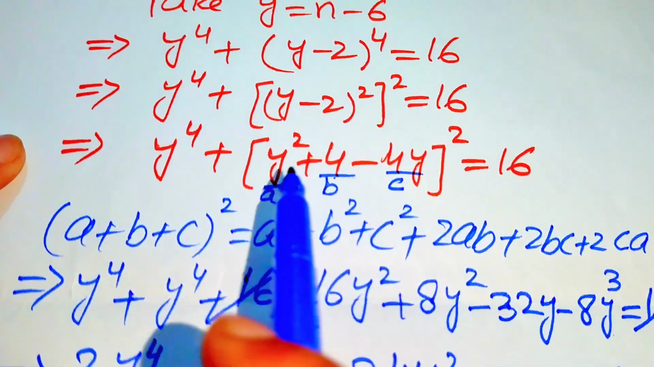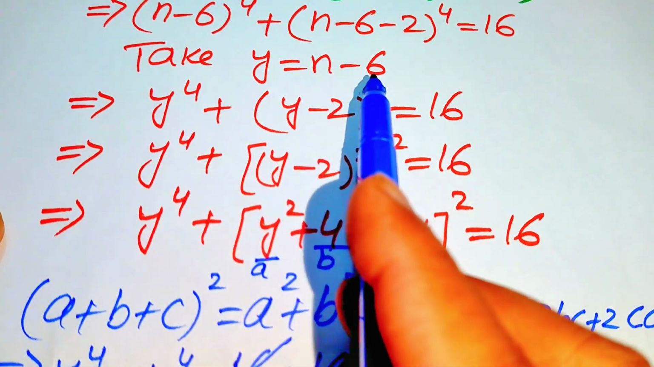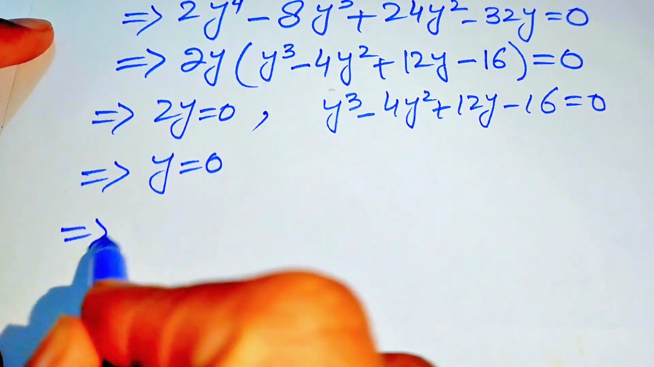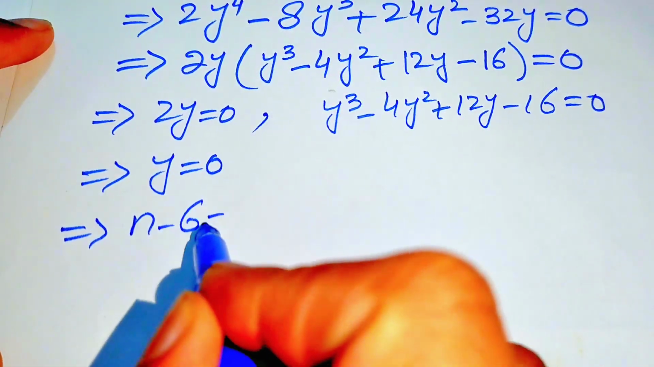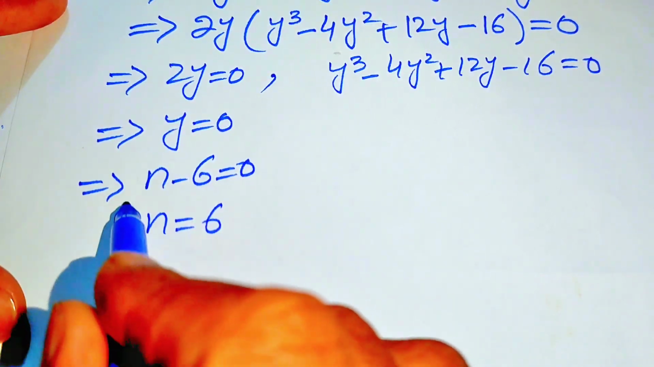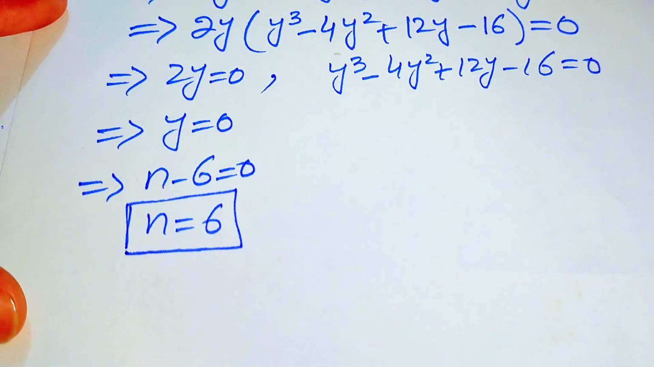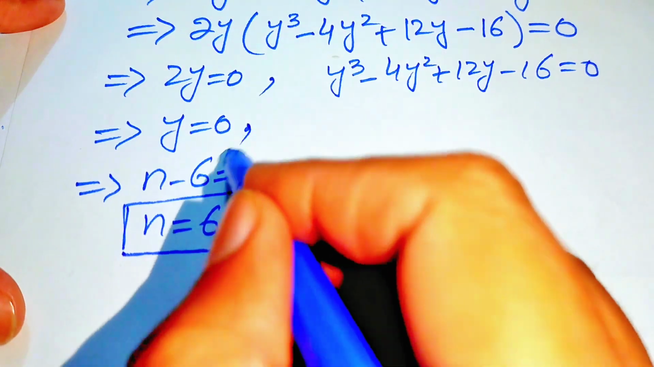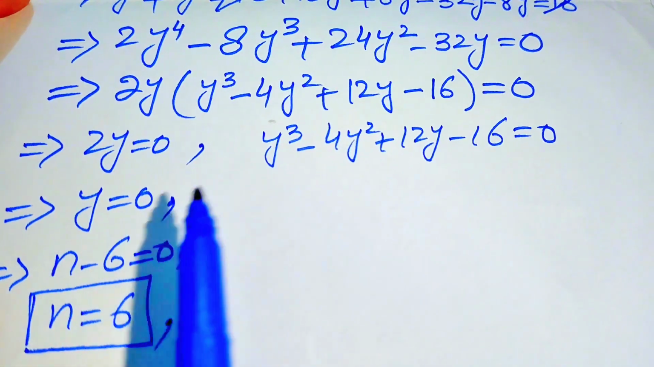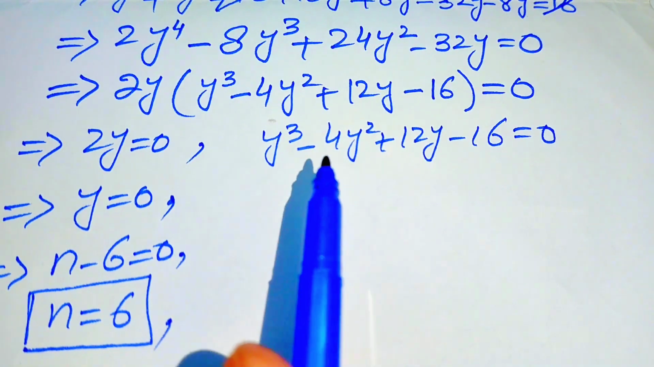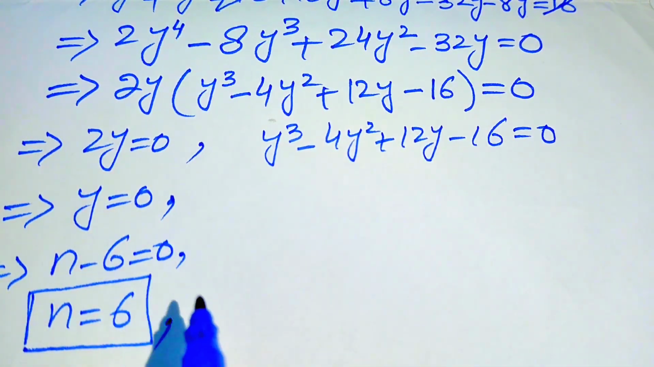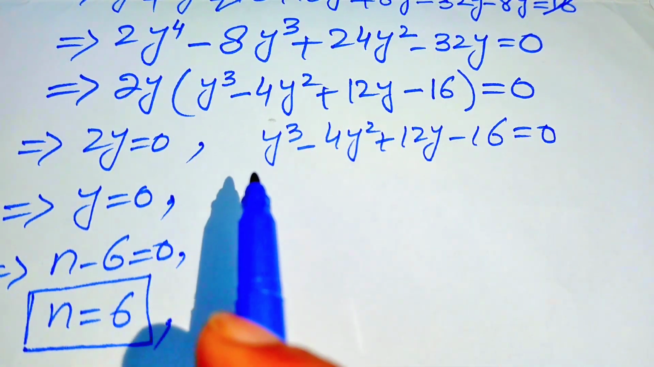Now we back substitute the value of y, and you see here we take y equals n minus 6. So we back substitute the value of y here, and we get n minus 6 equals 0. So here you easily get the first value, n equals 6. Now, in order to find the other values of n, first we find the value of y from this cubic equation, and we solve this cubic equation by using synthetic division.